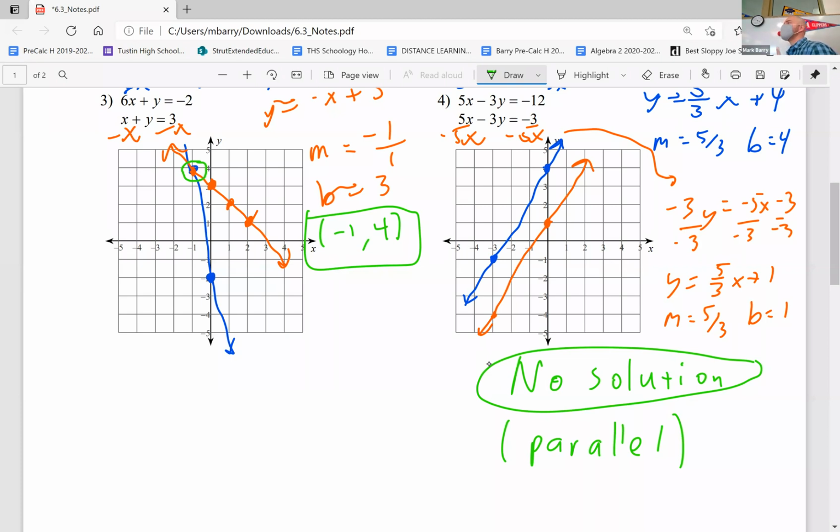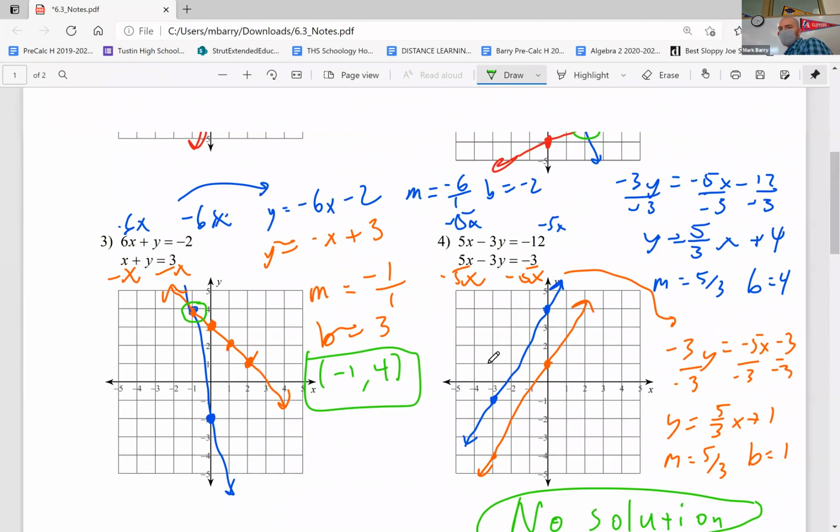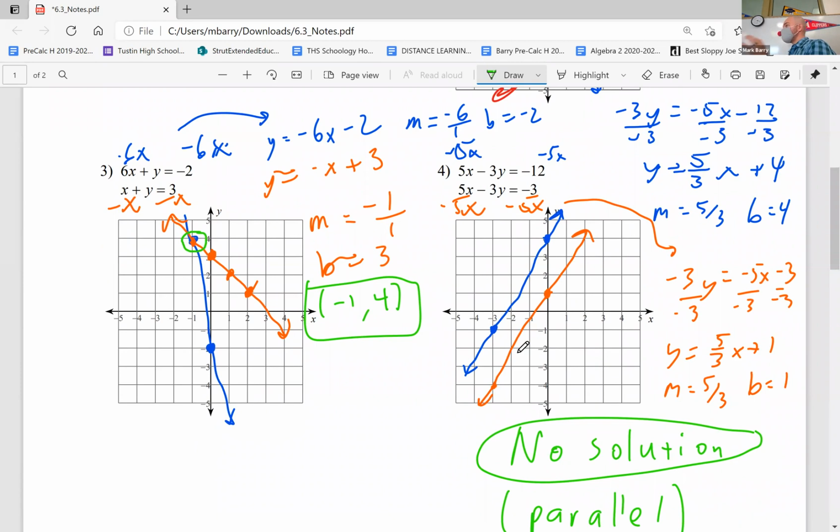Well, I think the key indicator to me, we saw that they look back at their slopes. Do you see that our two lines ended up having, when we got them into y equals mx plus b, the same slope, but they had different y-intercepts, correct? So that's what's going to cause the parallel lines. That's what's going to cause the no solution, okay? Same slope, different y-intercepts.